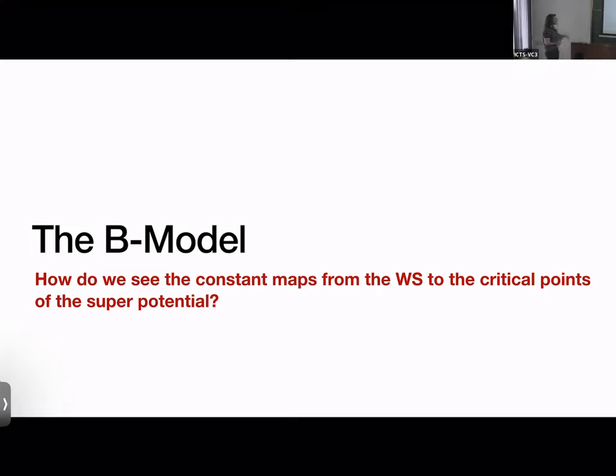So we'll keep it short on this B model. We talked about the A model. What was the A model? Those were holomorphic maps. Now what we want to see is constant maps. We want to see where the whole worldsheet just gets shrunk to a point, okay? But they satisfy some condition. The string also wants to minimize the potential, okay? So they're constant maps from the worldsheet into the critical points of this potential. Like a ball rolling down a hill, okay?